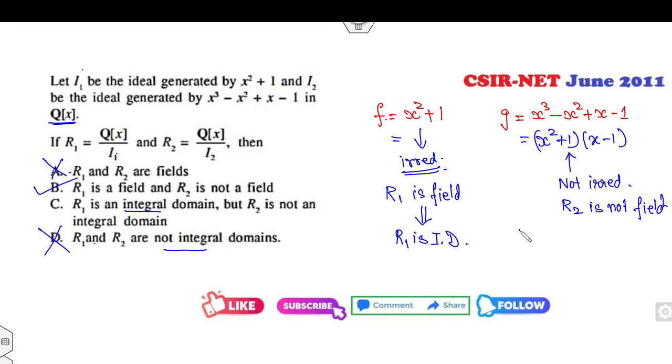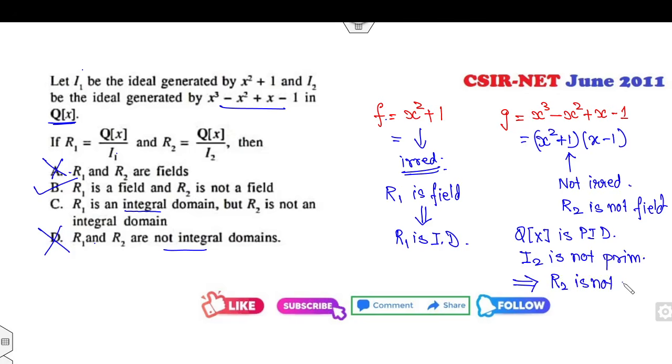Now we all know Q[x] is a PID, fine, and this is my I2. I2 is not irreducible, that means it's not a maximal ideal, or you can say it's not a prime ideal, fine. Once it is not a prime ideal, that is R2 is not an integral domain. So R2 is not the integral domain, correct? B and C are the right options of this problem.